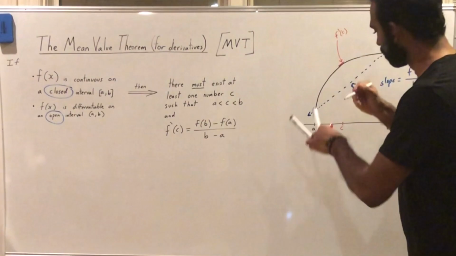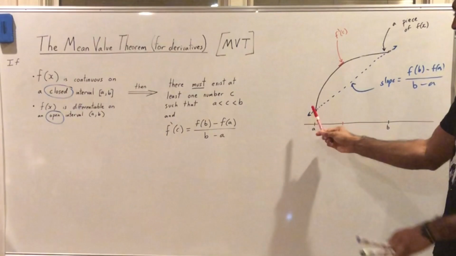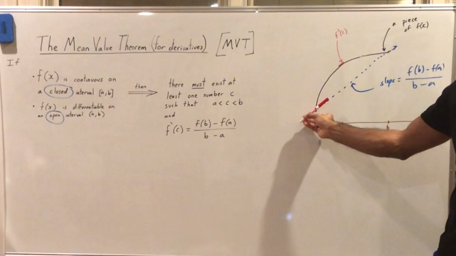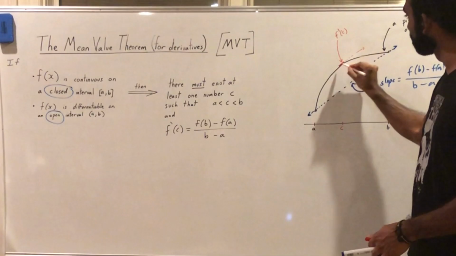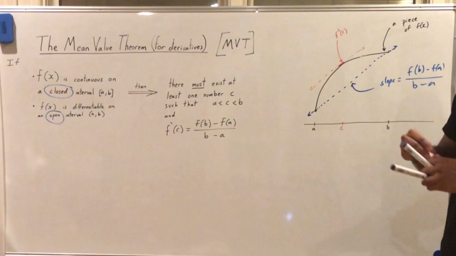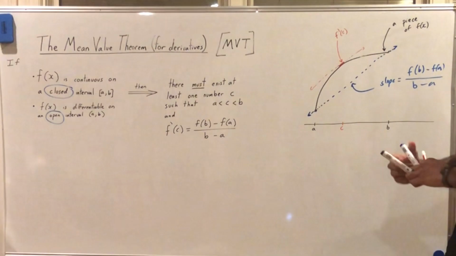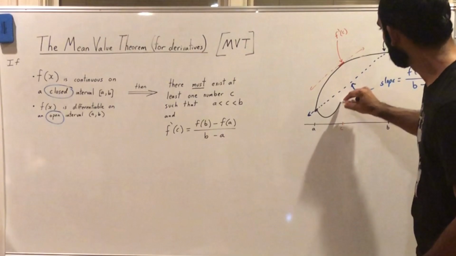So all this theorem is saying is that as long as you have a smooth, continuous connection, left to right, that of course passes the vertical line test, the slope of the secant line connecting the two endpoints will equal the slope of the tangent line at at least one spot. And this is true for all types of graphs, as long as it's continuous and smooth, no matter what goes on between a and b. So, for example, let's throw another one on here. I were to do some curve like this.